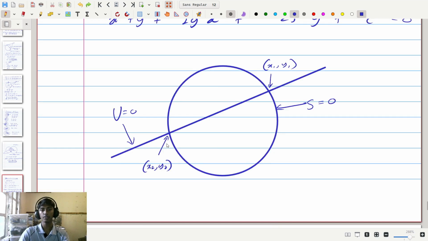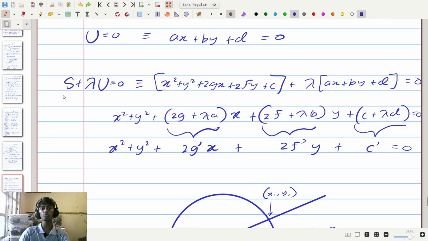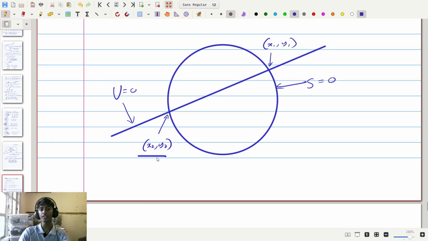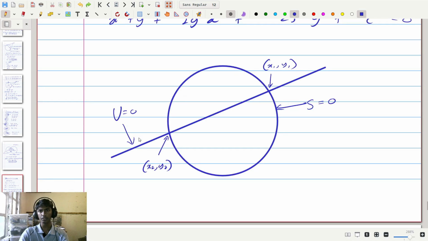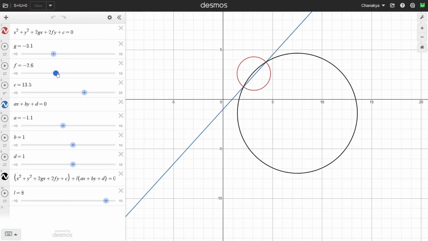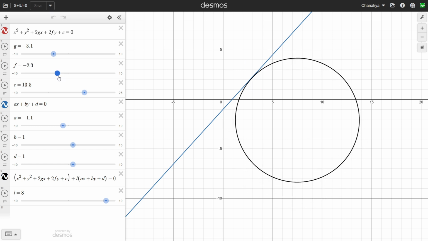Similarly, for the point (x2, y2), since it satisfies S and it also satisfies U, it satisfies the entire equation S plus lambda U. Therefore, x equals x2 and y equals y2 is a solution for the circle resulting from S plus lambda U. So if (x1, y1) and (x2, y2) are both solutions for the circle S plus lambda U, that must mean that the circle S plus lambda U passes through both of these points.